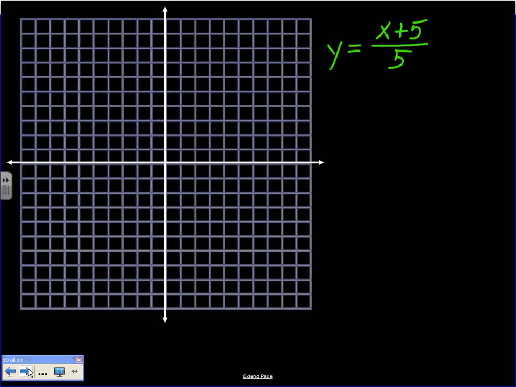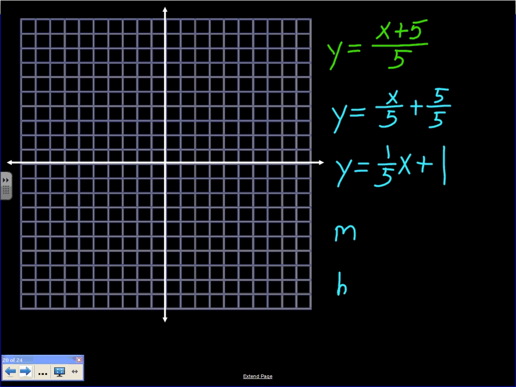This equation is one of those equations where you have to manipulate it a little bit. So we're going to divide x by 5, and you divide 5 by 5. And when you do this, you can simplify some things here. You know the invisible 1 is in front of the x, so you put a 1/5, and you put your x off to the side. And we know that 5 over 5 will reduce to +1. We have a slope and a y-intercept here. The slope is 1/5. The y-intercept, +1.